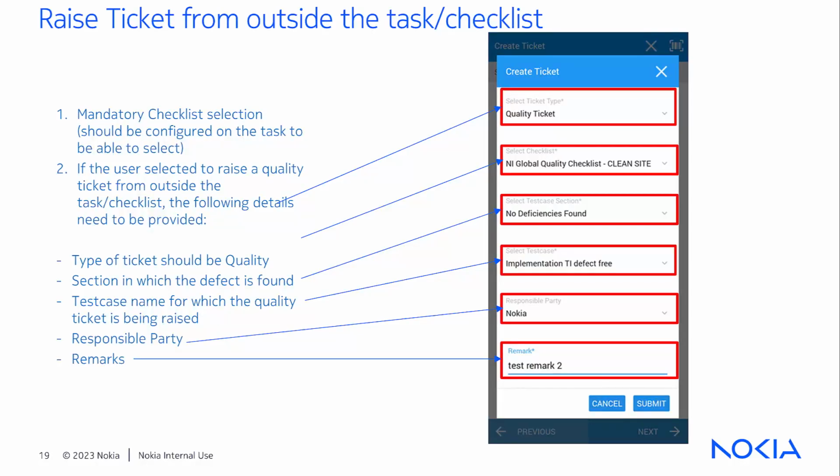When raising a quality ticket from outside the task activity, the prerequisite is to have at least one quality checklist present in that task activity. Afterwards, the checklist needs to be selected, along with the applicable section and test case where the defect was found, a responsible party, and some remarks.